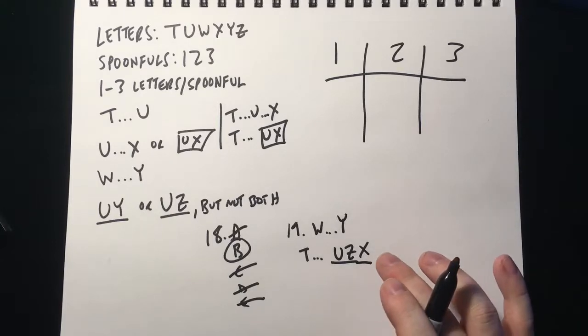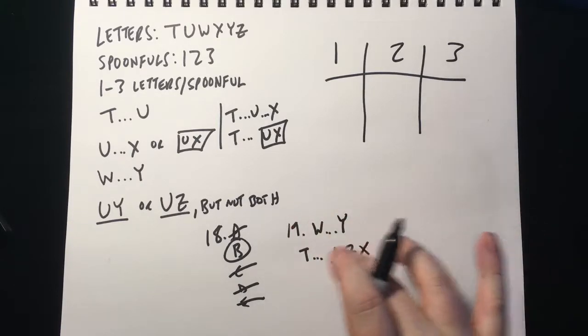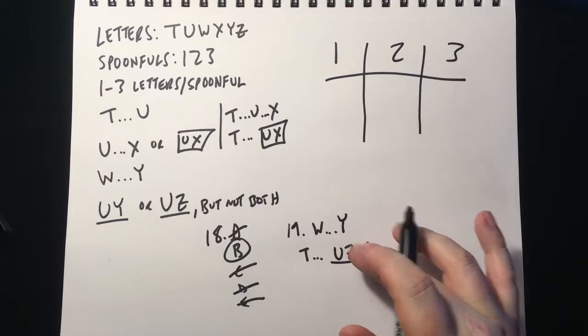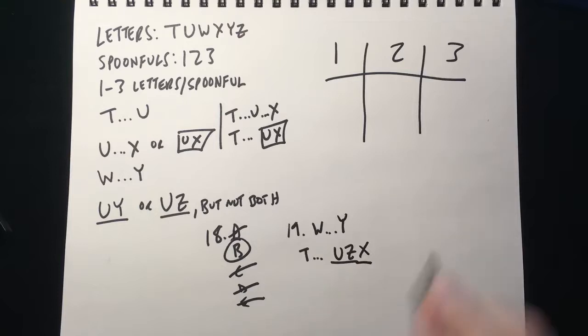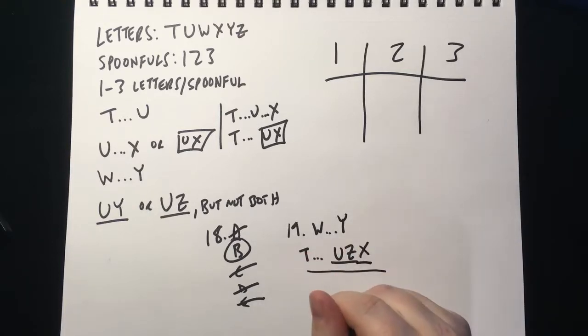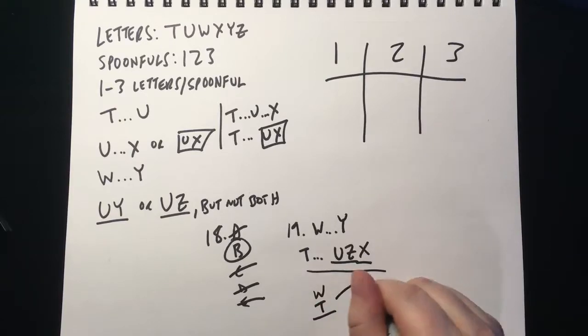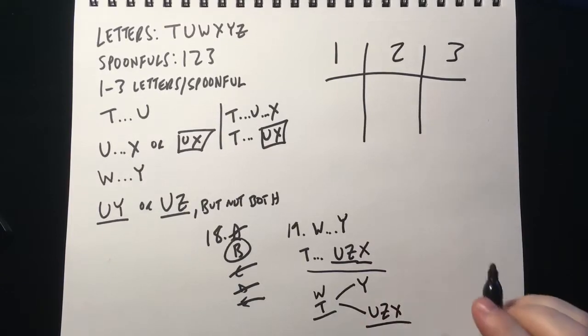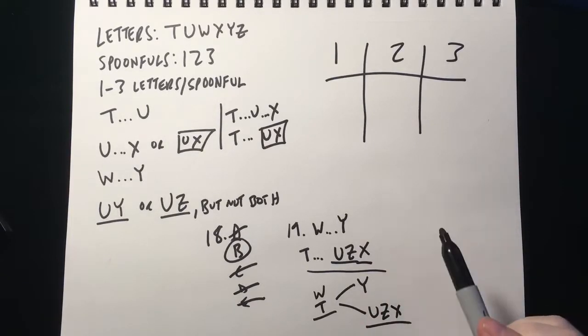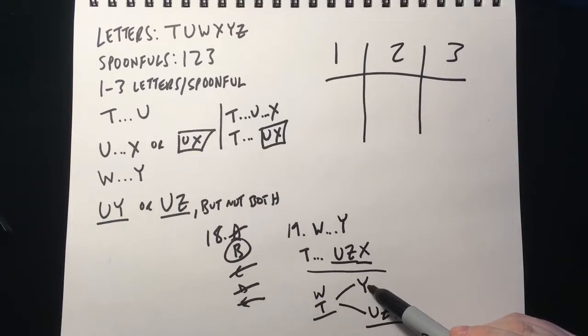So if Y is going to be alone, and we're going to have something like this going on, and W comes before Y and T comes before U, Z, and X, what's going to end up happening? W and T must be in the same spoonful together. Y is going to be in some spoonful by itself. U, Z, and X are going to be in some spoonful by themselves. It's the only way we can make this work and still have Y be alone. And this is just a could be true.